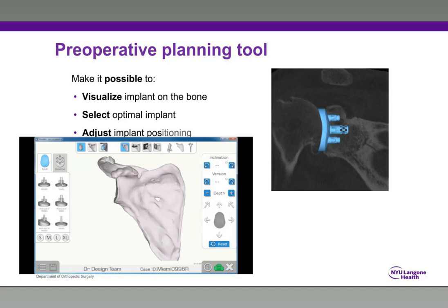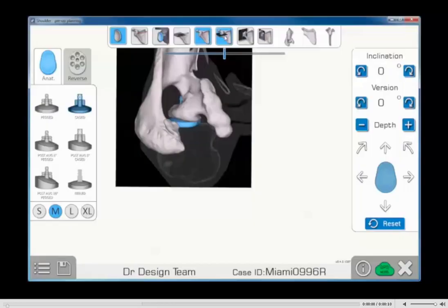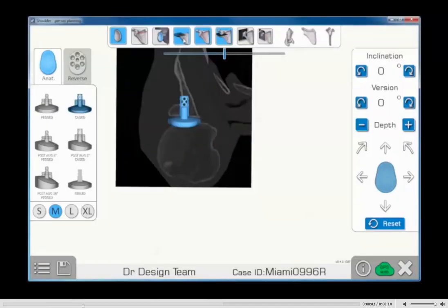So let's run this video. It allows me to visualize the implant on the bone and adjust the positioning. You can see this allows me to move it along because I get a cross-sectional anatomy, and I can scroll through it to see if in this one I'm too posterior, so I want to move it anteriorly to sit better in the vault, and this allows me to do so. Next slide, please.